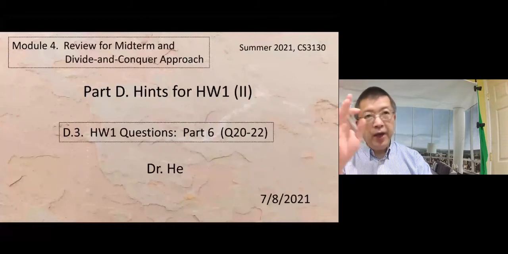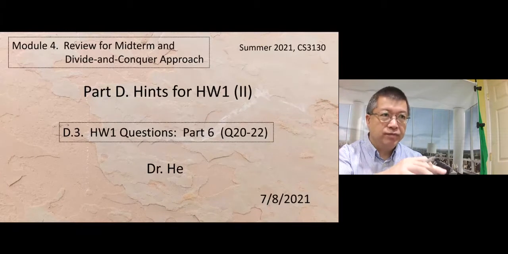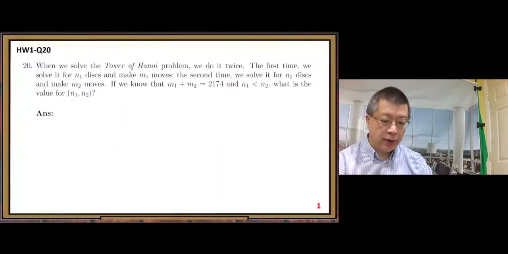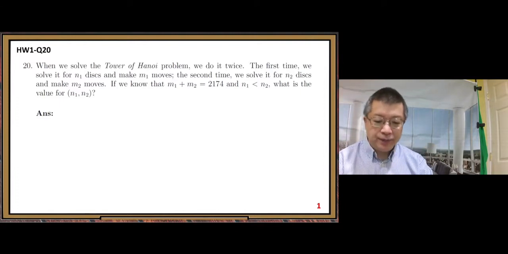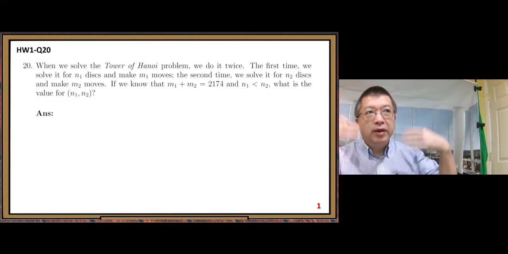Hints for another 3 homework questions, question number 20 through number 22. Question number 20 is about the Tower of Hanoi problem. For this one, I ask you to solve it for 2 different cases.